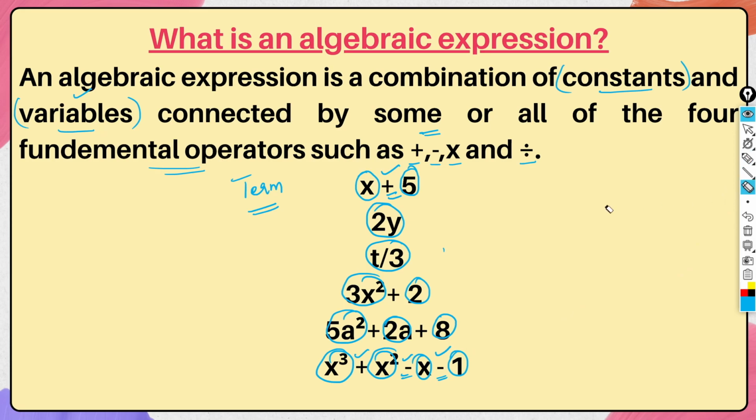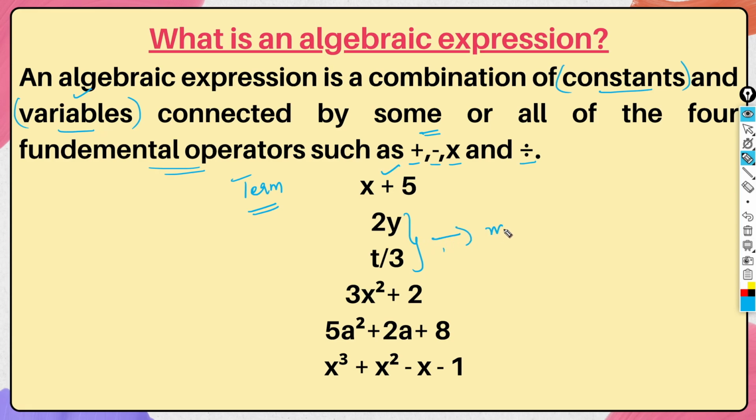So according to the number of terms, algebraic expressions are divided into different types. An algebraic expression with one term. So these both are what? Algebraic expressions with one term. So these are called monomial. An algebraic expression with two terms, this is one term, this is one term. So total two terms. This is called what? Binomial. Here 1, 2, 3. Three terms. Three terms are called trinomial.